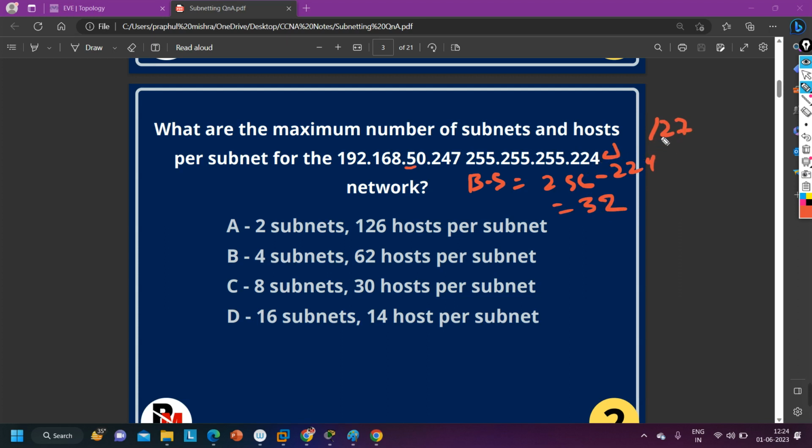So if block size is 32 and the subnet mask is this one, it means /27. Yes or no? Yes. That means there are how many host bits? 5. And how many bits have we borrowed? 3. So the number of networks will be 2 to the power 3, 8, and valid hosts will be 2 to the power 5 minus 2, 30. So option C is right. Yes. If you do not find the block size, then also you can solve this question without block size as well. Yes.